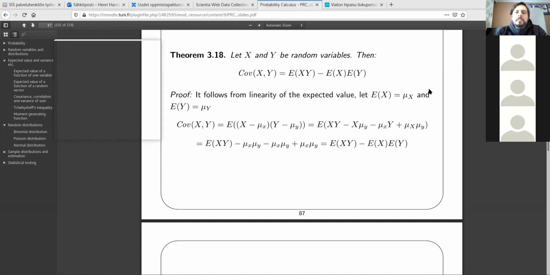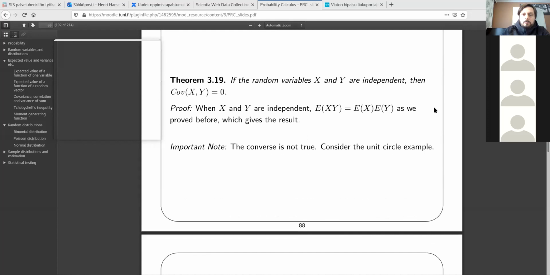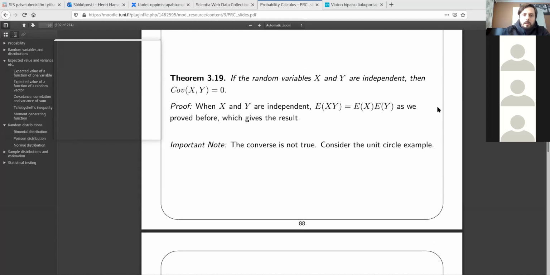Also, in this formula in theorem 3.18, you see nicely the fact that if they are independent, then the expected value of x y is in fact equal to the expected value of x times the expected value of y. So this covariance is definitely zero when they are independent. Like I said, the converse is not true.